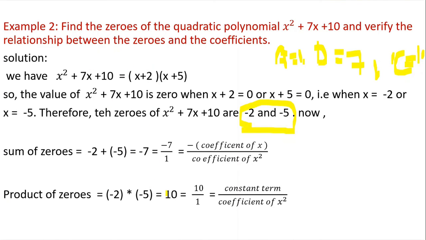And now the product of its zeros is minus 2 into minus 5, the result is 10. And coming to the coefficients, constant term divided by coefficient of x square is equal to 10 by 1, which is 10. So these two conditions are satisfied.